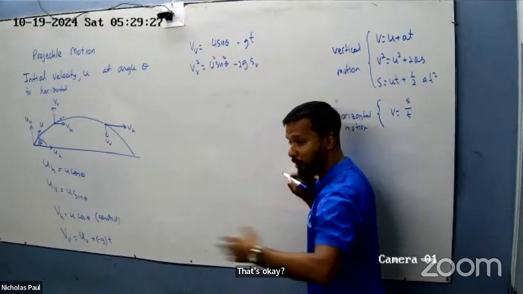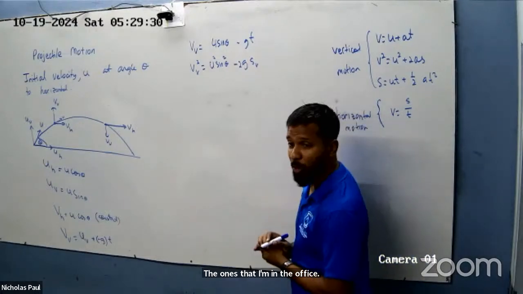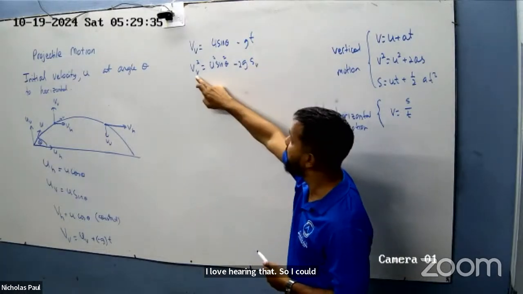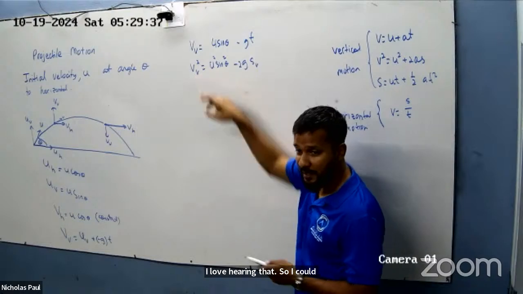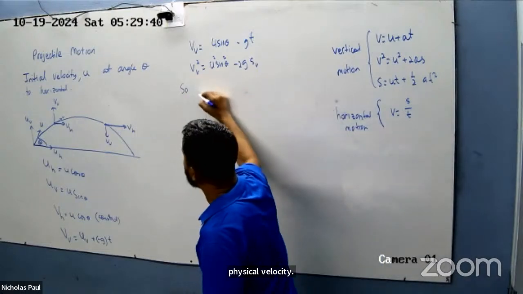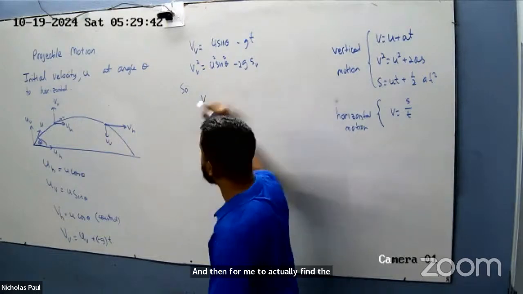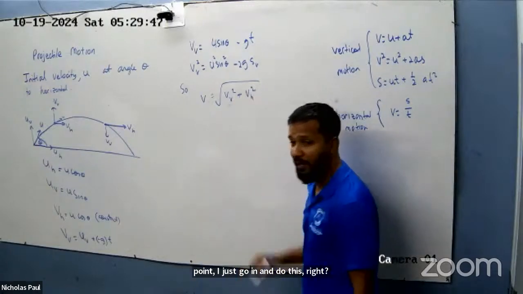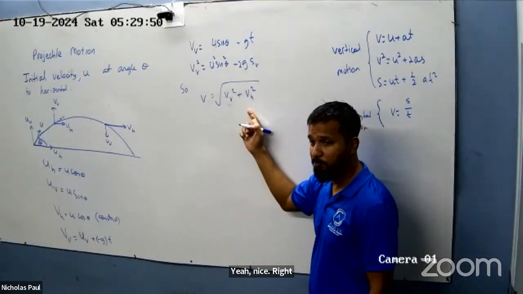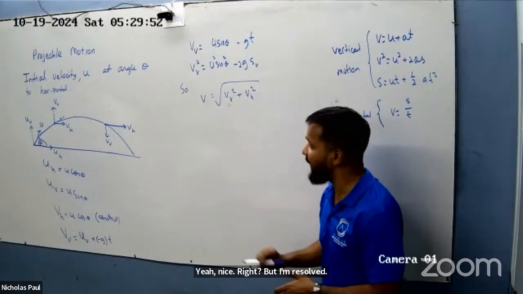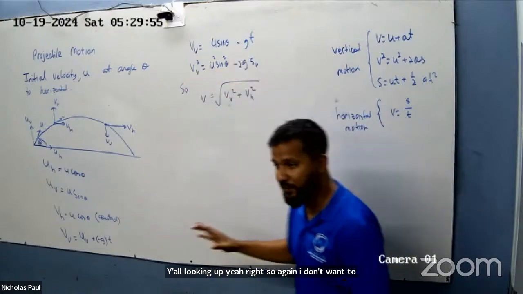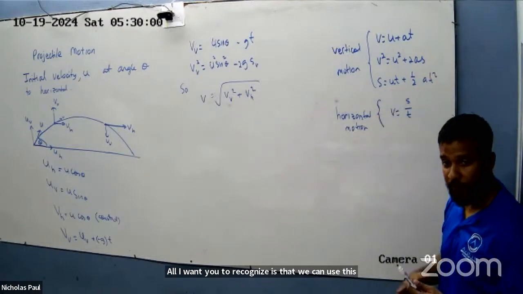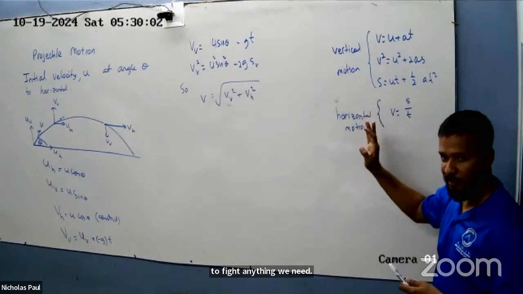Now you can say that. Make sure you're following. Are you okay with that? So I could use either of these to find vertical velocity, and then for me to actually find the velocity at that point, I just go on to this and resolve. Y'all okay with that? So again, I don't want you to learn this. All I want you to recognize is that we can use this to find anything we need. So we did enough things on velocity.